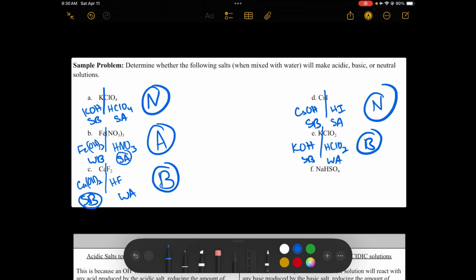For this last one, there is actually a typo. This shouldn't say NaHSO4. This should say Na2SO4, so please make that adjustment. When I divide those two, we've got sodium hydroxide, and we've got SO4, so that's going to be sulfuric acid. That is going to be a strong base with a strong acid, and that is therefore a neutral salt.